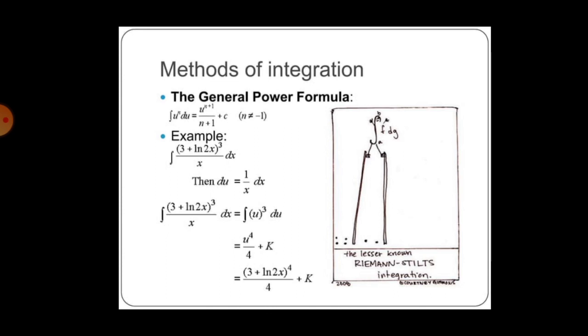Example: integral 3 plus ln 2x, raised to cube, over x dx. Then du is equal to 1 over x dx. Integral 3 plus ln 2x cube over x dx is equal to integral u cube du is equal to u raised to 4 over 4 plus k. That would be now 3 plus ln 2x raised to 4 over 4 plus k.